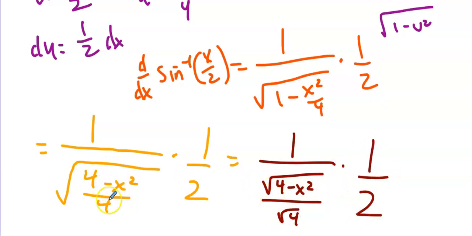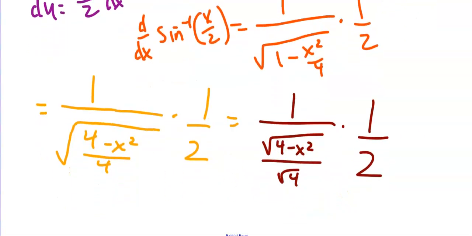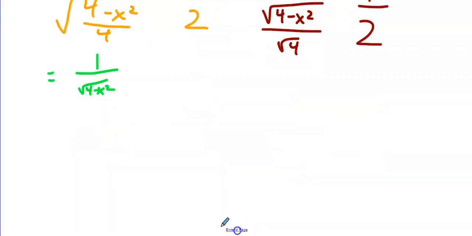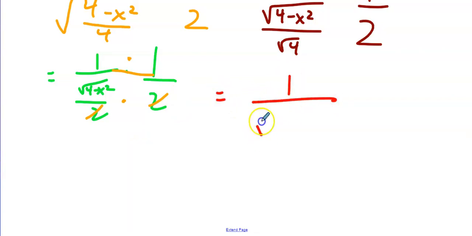Okay, so the square root of a over b is the same thing as the square root of a over the square root of b. Again, we're trying to get our fractions out, so we want to keep going with our problem. And so our next step is going to be 1 over the square root of 4 minus x squared all over 2. And remember that we're multiplying the top together, and we're multiplying the bottom together. So the 2's are actually going to cancel out, which means that our answer is going to be 1 over the square root of 4 minus x squared.